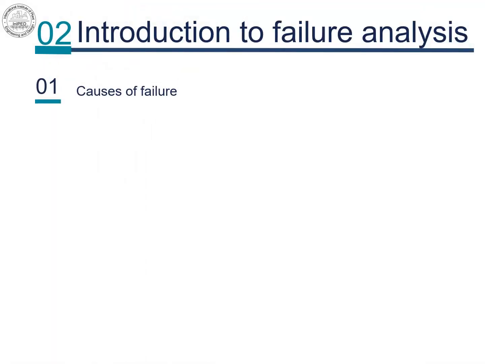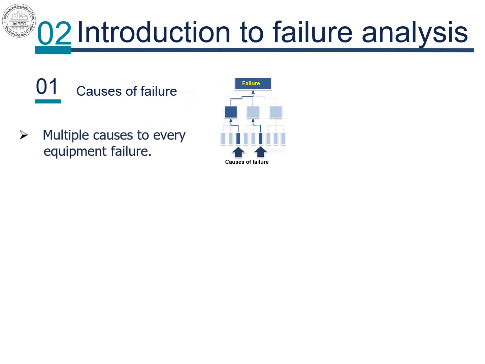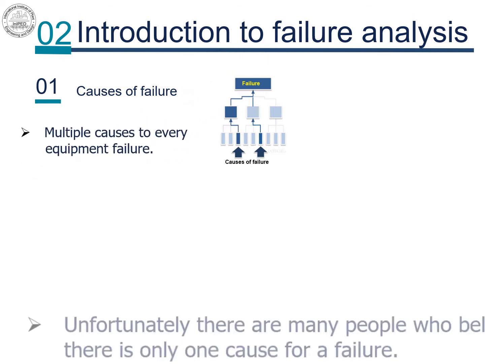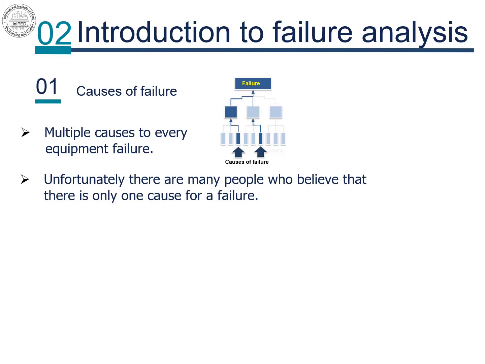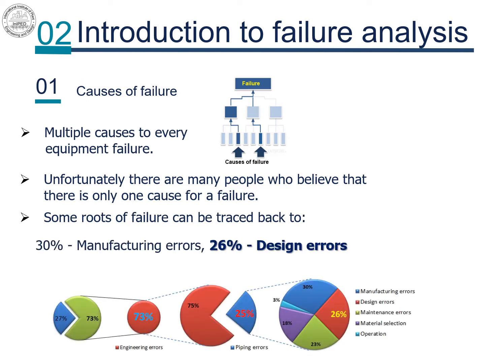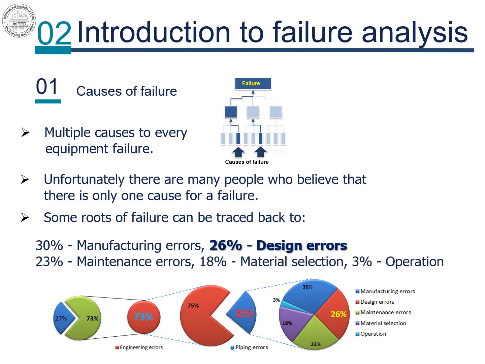It would be nice and neat if there were only one cause per failure, because correcting the problem would then be easy. However, in reality, there are multiple causes to every equipment failure. Unfortunately, there are many people who believe that there is only one cause for a failure. Some roots of failure can be traced back to: 30% manufacturing errors, 26% design errors, 23% maintenance errors, 18% material selection, 3% operation.